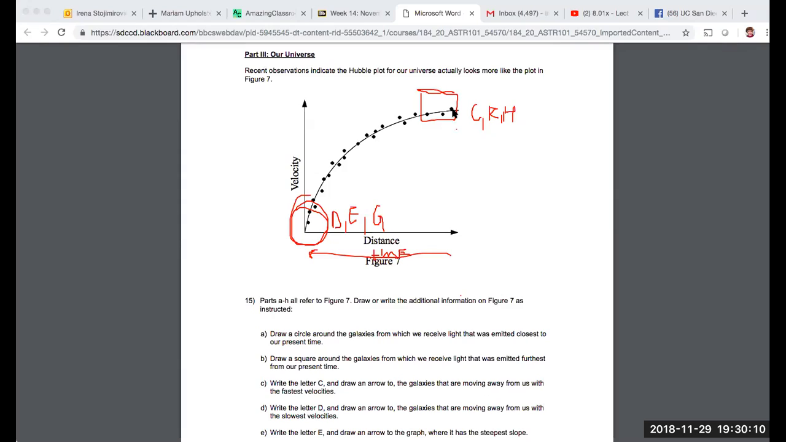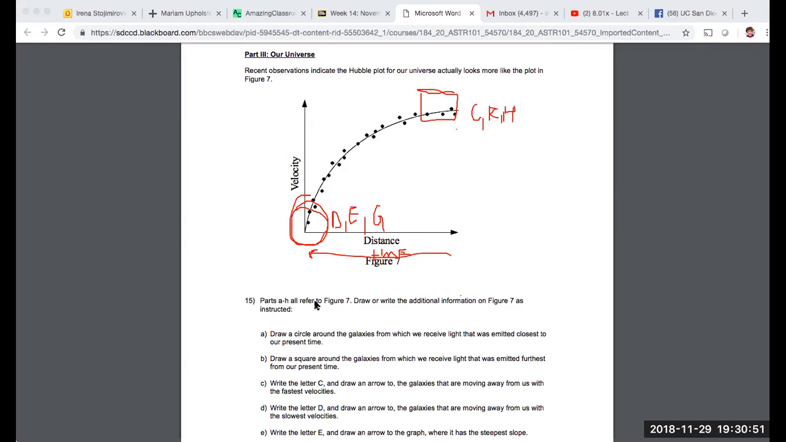Based on the Hubble plot in Figure 7, is the expansion rate of the universe increasing or decreasing as time goes on? It's decreasing as time goes on. Okay, well, how does the time go on? Where does the time start, in the square or in the circle? It starts in the square. Yes, very good. So when you go from the square towards now, is the expansion rate increasing or decreasing? It's increasing, because the slope of the line is steeper and steeper and steeper. Yes, very good. Next one.